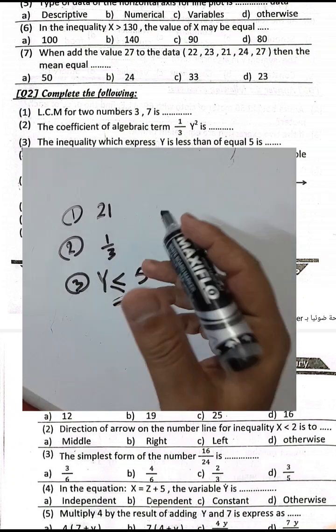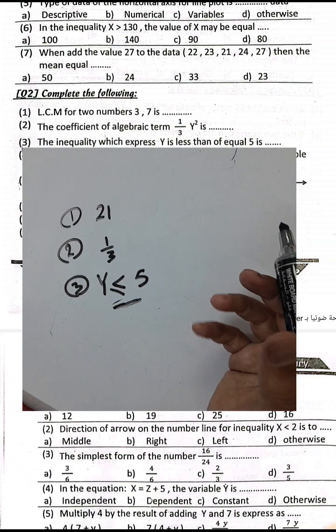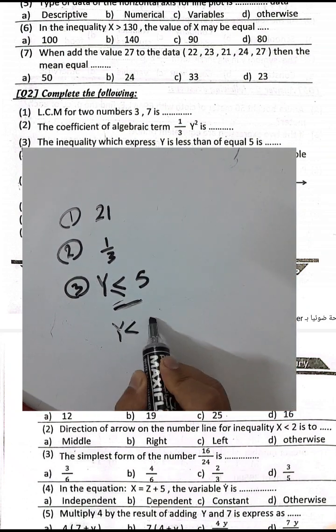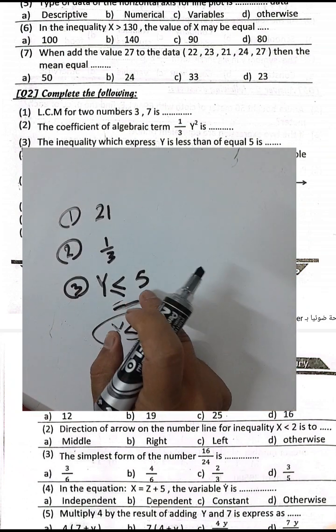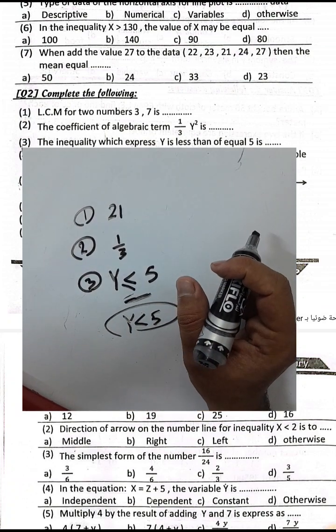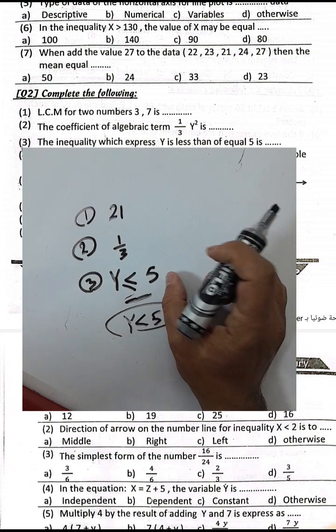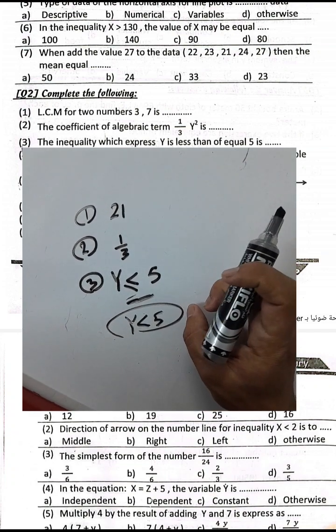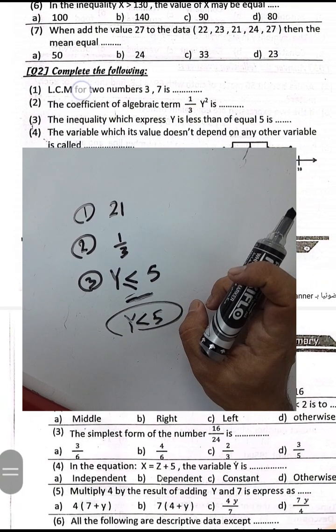Or if he asked you y is less than 5, y less than 5 here. But here y is less than or equal to 5. Okay, this word we have a wrong in the spelling here. Y is less than or equal to 5 here. But if we write y is less than 5, we can write here.